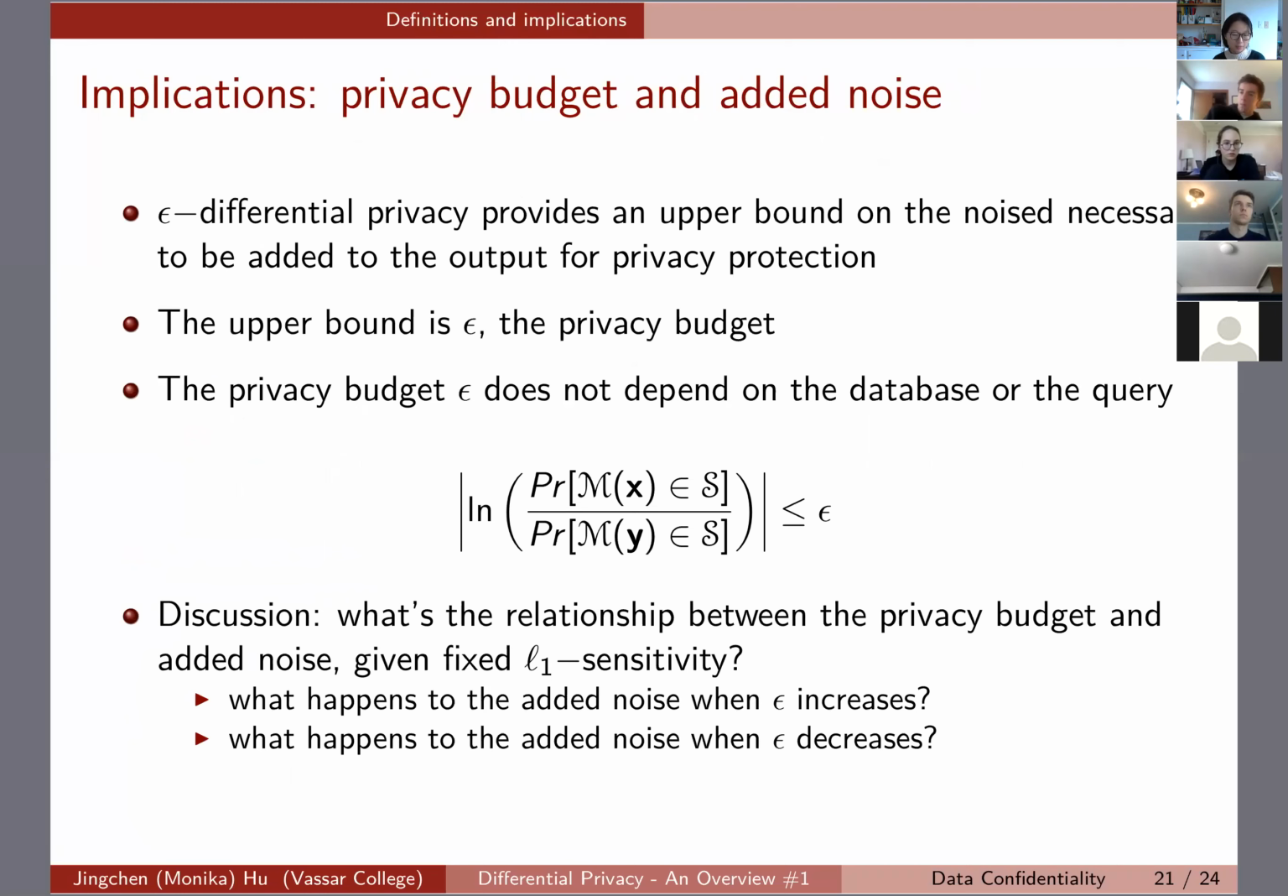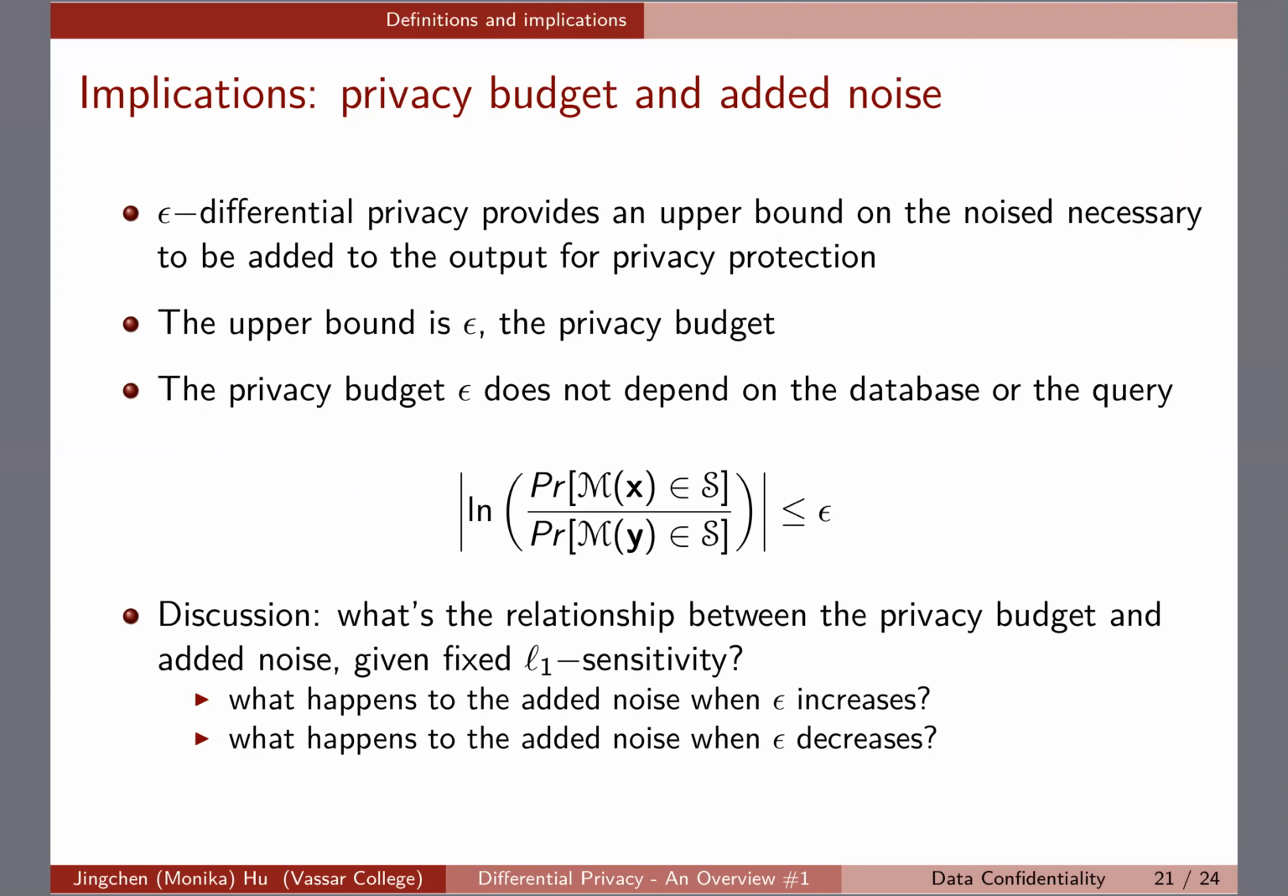The other implication is about privacy and added noise. Epsilon differential privacy provides an upper bound, and the upper bound itself is epsilon, the privacy budget. We also know that the privacy budget should be determined beforehand, in the sense that it does not depend on the database or the query itself.